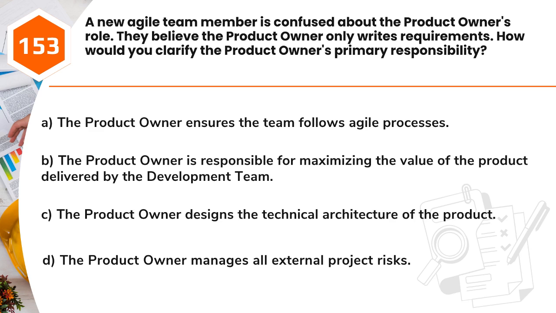Question 153. A new Agile team member is confused about the product owner's role. They believe the product owner only writes requirements. How would you clarify the product owner's primary responsibility? A. The product owner ensures the team follows Agile processes. B. The product owner is responsible for maximizing the value of the product delivered by the development team. C. The product owner designs the technical architecture of the product. D. The product owner manages all external project risks.